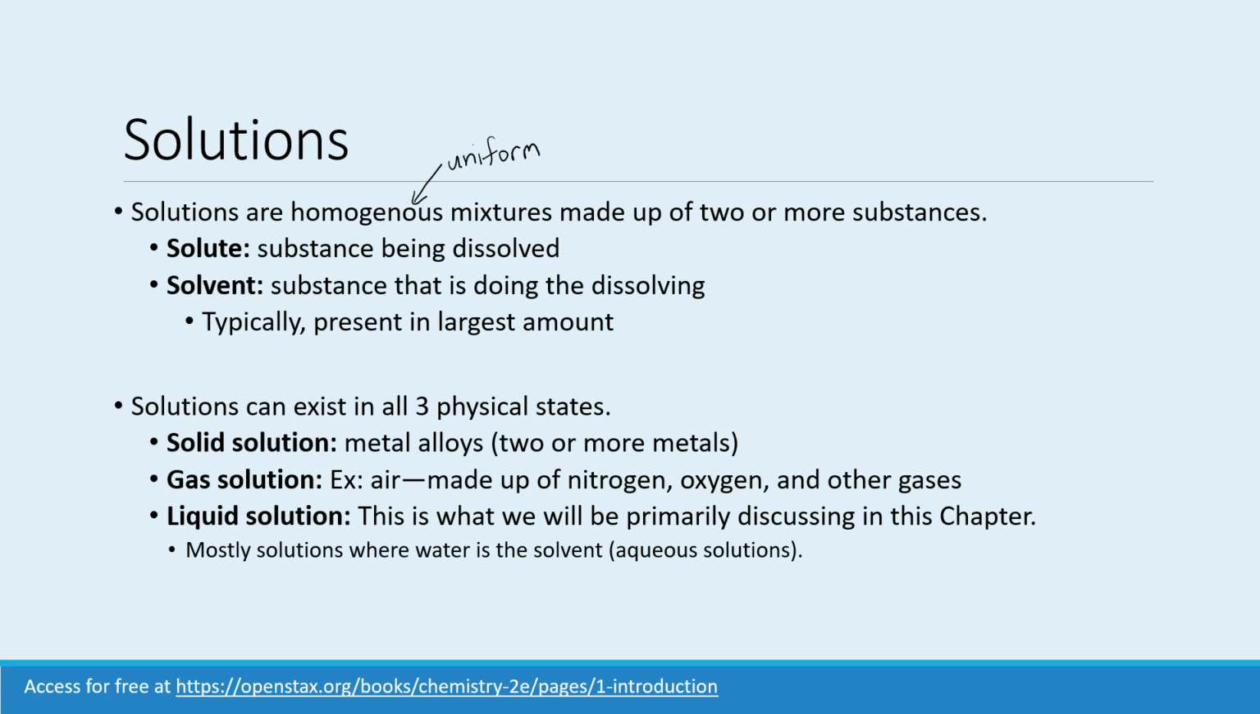So an example of a solid solution would be metal alloys. This would be two or more metals. You can also have gas solutions like air, and air is going to be composed mostly of gases, but you also have some water vapor in there as well, so you do have some liquids. And then liquid solution, that's what we're going to focus on for the majority of this video and future videos. And keep in mind that most of the time water is going to be the solvent, okay? And that's when we talk about what we call aqueous solutions.